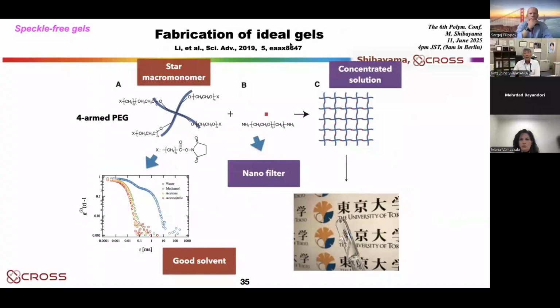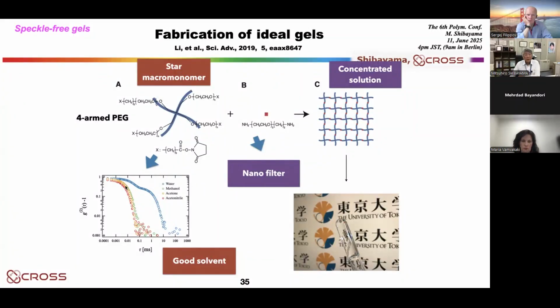Okay, so this is how we made the ideal gel. Starting from a star macromolecule, which we call the tetra-PEG gel or 4-arm gel, it undergoes cross-linking at the ends, with the cross-linkers, and then a concentrated solution fills all the spaces, in a good solvent. Remember, in the case of water, there are two shoulders.